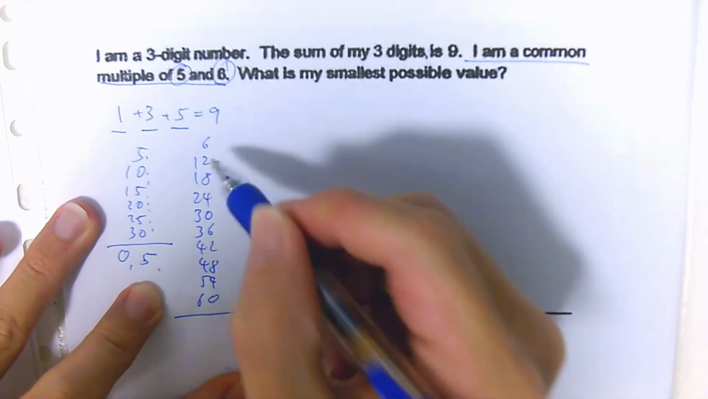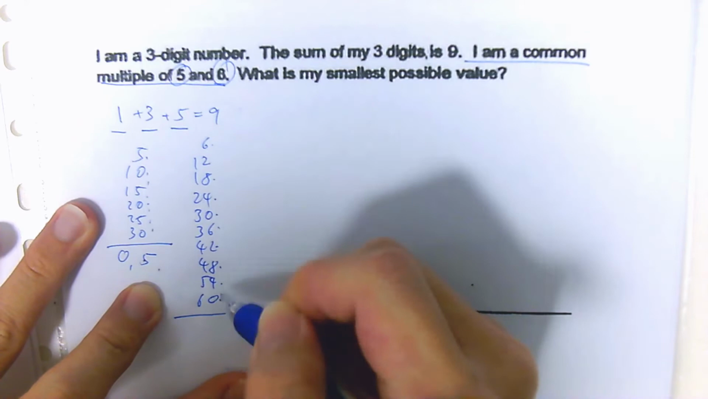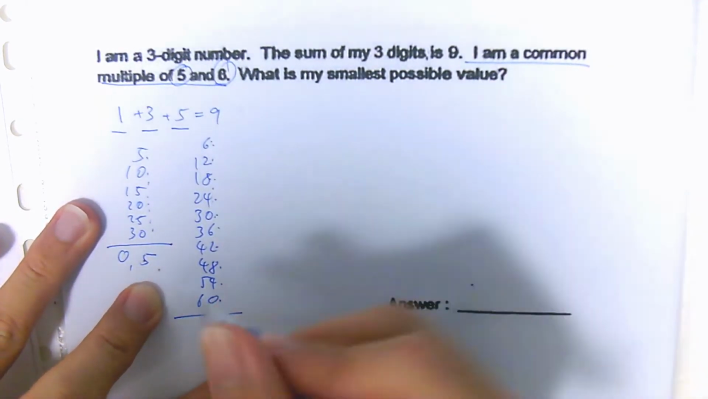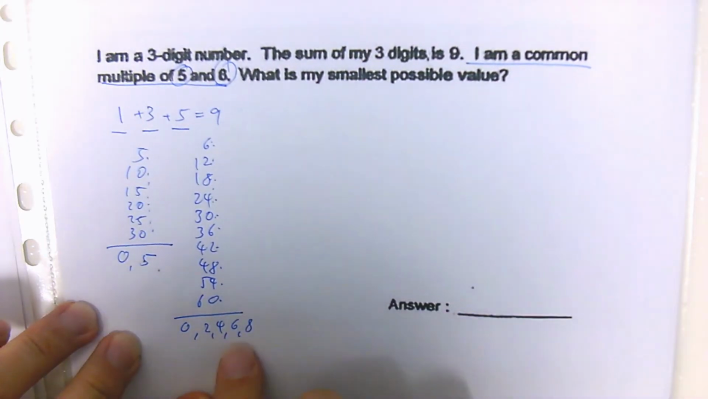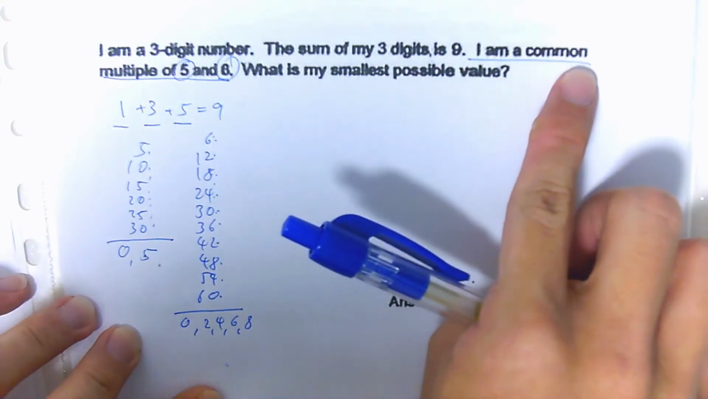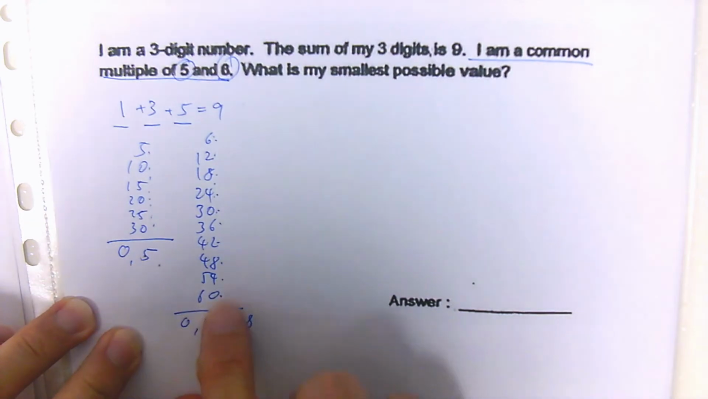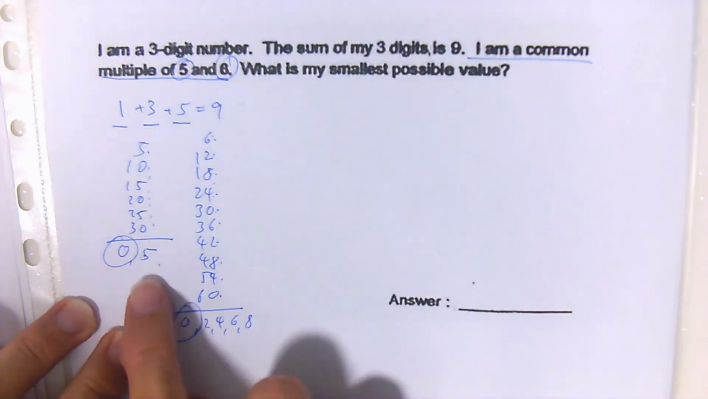Now let's look at the last digit: 6, 2, 8, 4, 0. Do you realize that it's always a repetition of the even numbers: 0, 2, 4, 6, 8? Now, because the question is asking for a common multiple of both 5 and 6, the last digit must match. The only matching digit is 0.